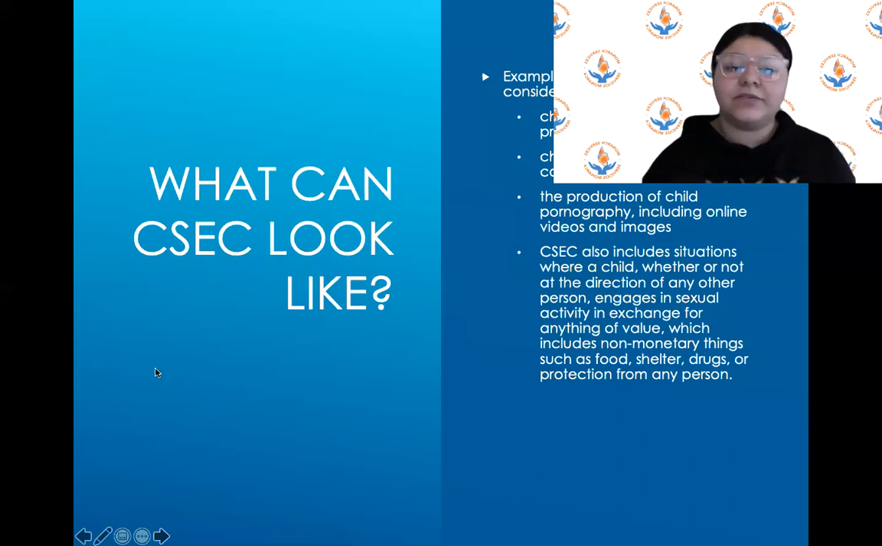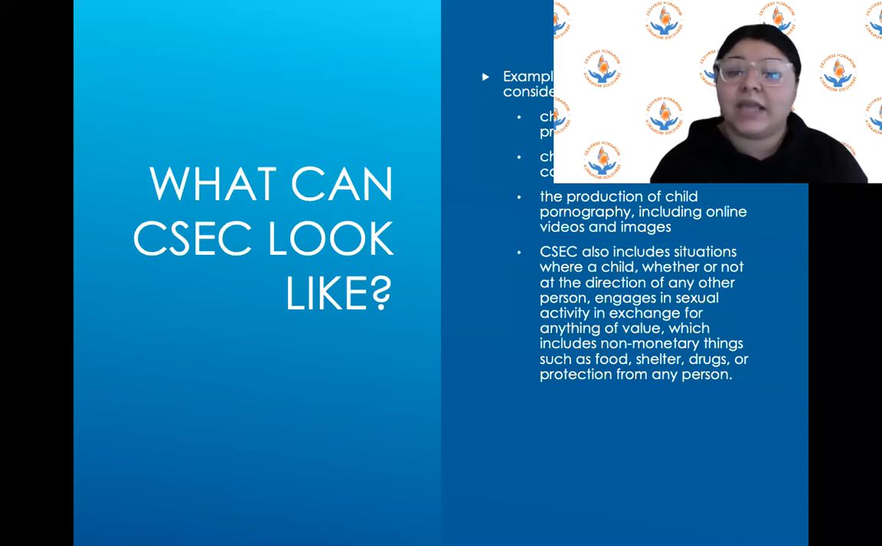Here are a few examples of how CSEC can look. The first is child sex trafficking, in other words known as the prostitution of children. It can also look like child sex tourism involving commercial sexual activity. It can also be child pornography, which includes online videos and images. There are also situations where a child, whether or not at the direction of any other person, engages in any type of sexual activity in exchange for anything of value.